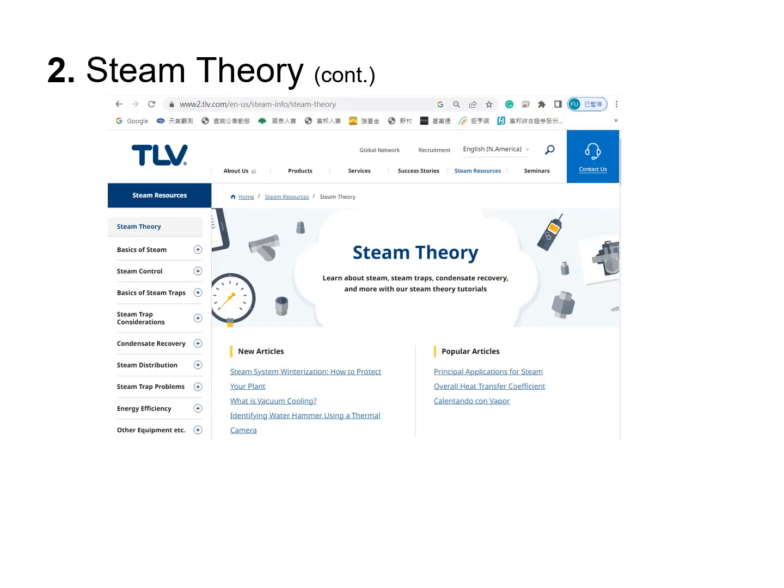TLV International Incorporated is a Japanese company that provides products and services for steam systems. You can find helpful information about steam theory on their website.